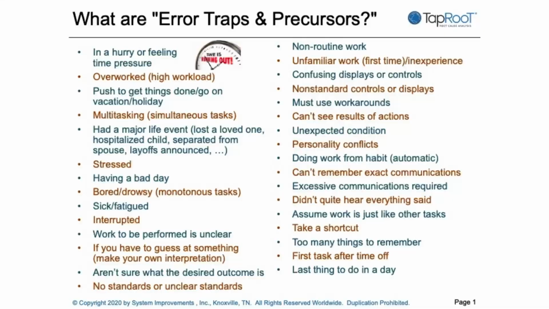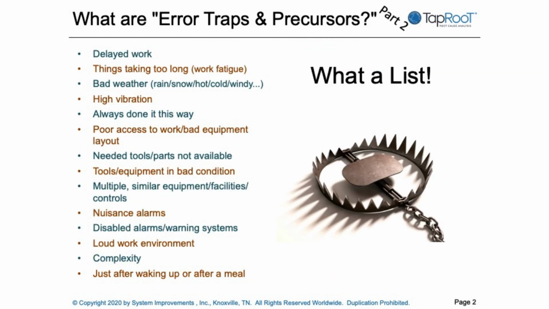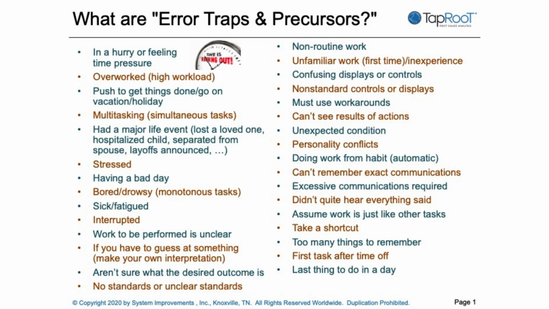So we're going to put 2 slides up here, and I'm going to quickly go through these. These are things that are error traps or precursors to errors. The idea is you are going to train somebody on these so that they can recognize them and know they're just about to step into a trap. Things that precede a mistake that could lead to an accident.